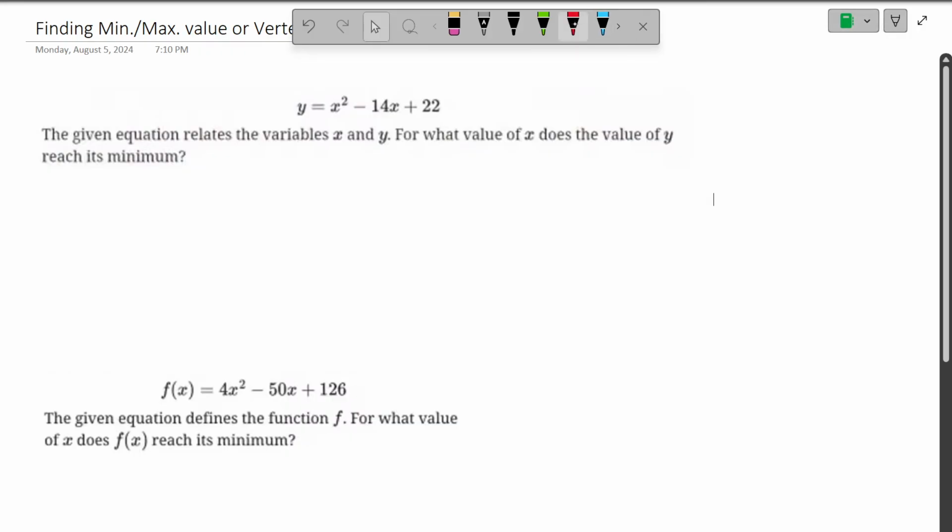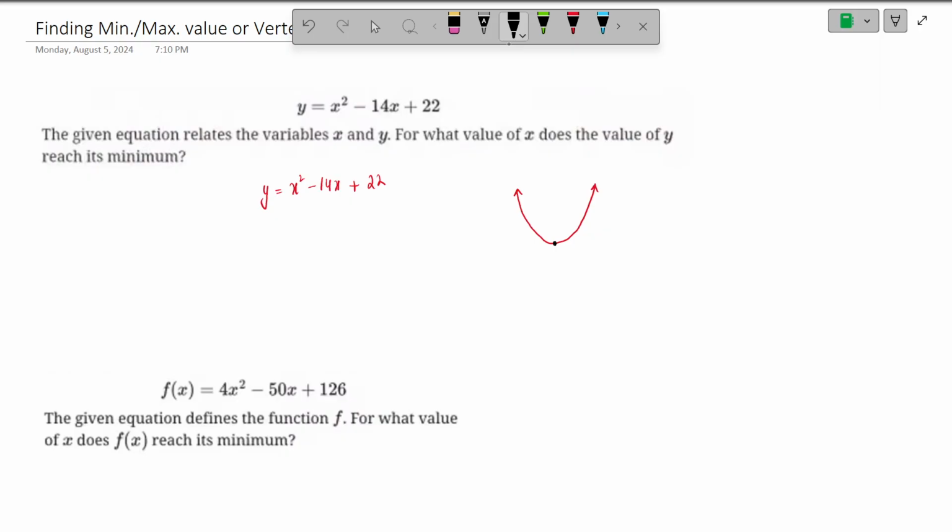Okay, so this one is obviously a quadratic equation. Y is equal to x square minus 14x plus 22. If you will plot it on DESMOS, you will get a parabola, which will be an upward opening parabola. It will be like this, and for an upward opening parabola we have the minimum value, which is given by the y coordinate of the vertex.